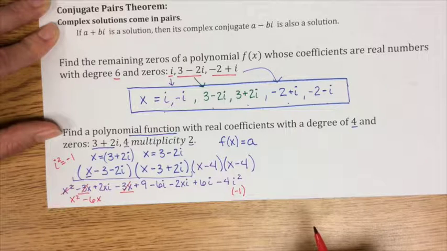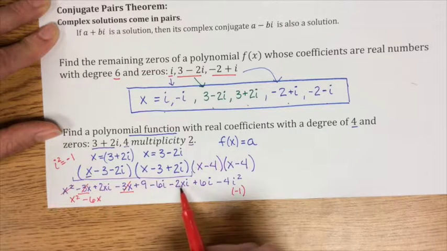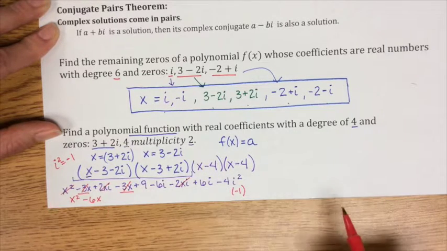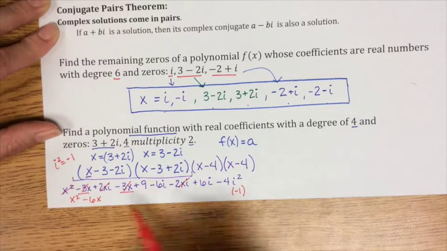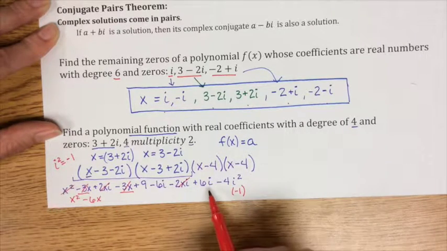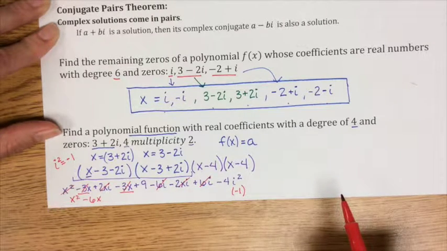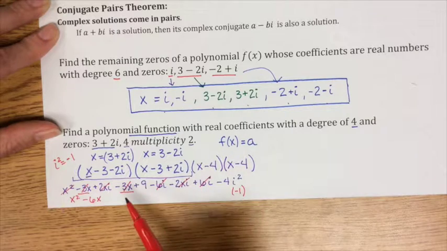Let's count up all of our xi's. 2xi minus 2xi, that cancels out. Okay, let's go over to the other i's. Minus 6i plus 6i, that's going to cancel out. That should happen, okay? So then you end up with 9.